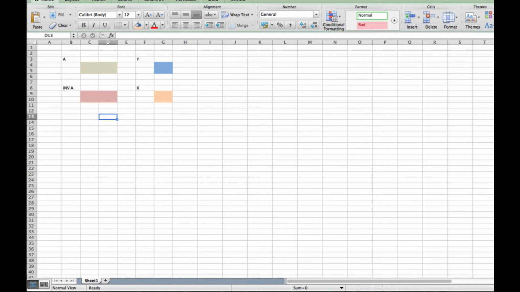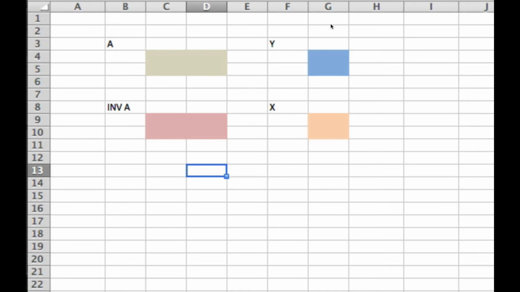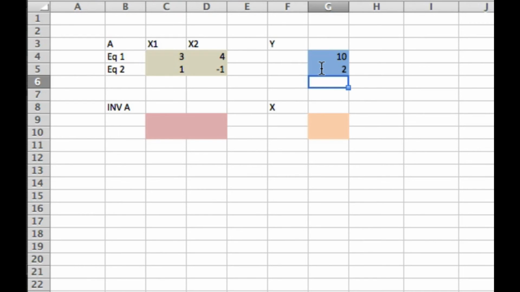Here I have prepared an Excel sheet, leaving room for the matrices A, Y, the inverse of A, and X. The first thing I'm going to do is to define the coefficient matrix. And just to make it a little clearer, first here I want to get equation A, and here x1 and x2. And the matrix was 3 and 4 and 1 and minus 1. And the right-hand side was 10 and 2.